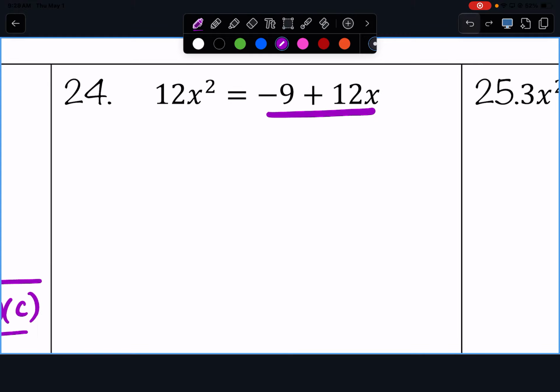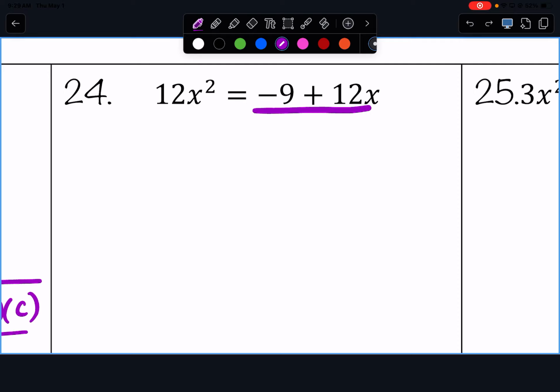So how would I move negative 9? Why can't you just move the 12 to that? Because the 0 looks better on that side. It does, but we try to leave the x squared positive if we can.